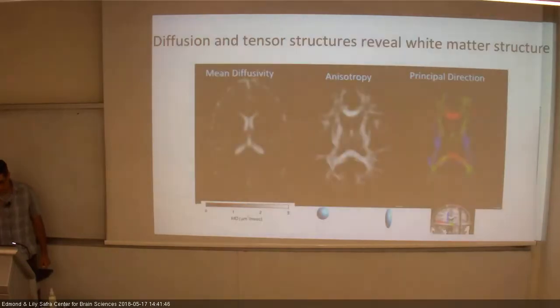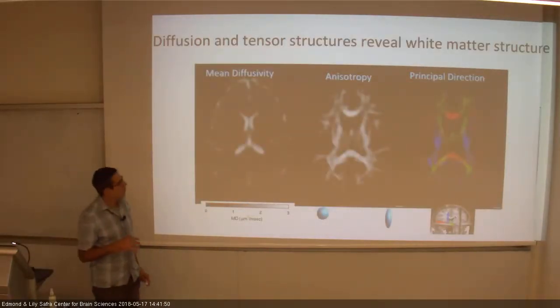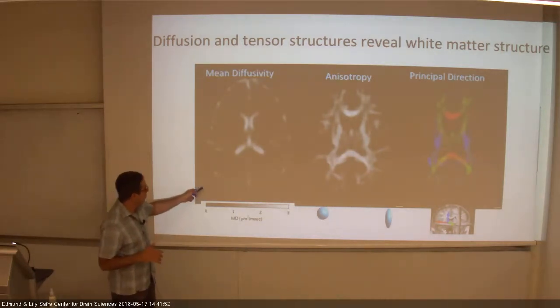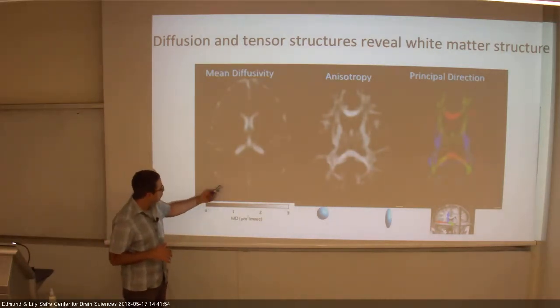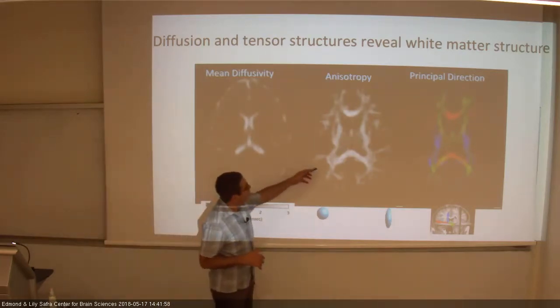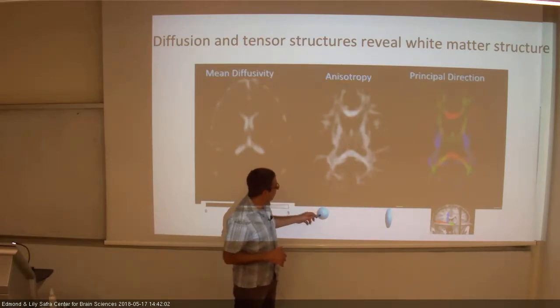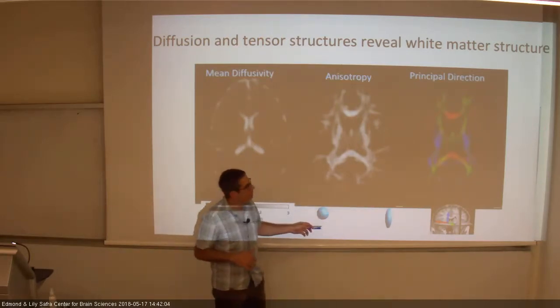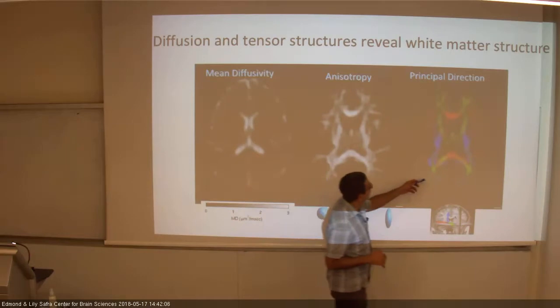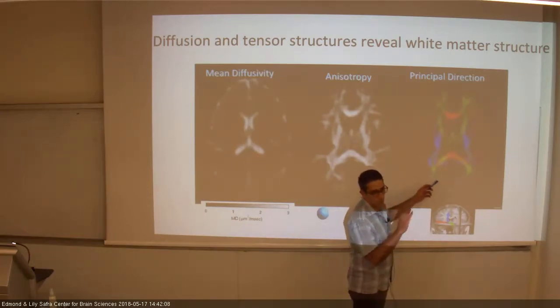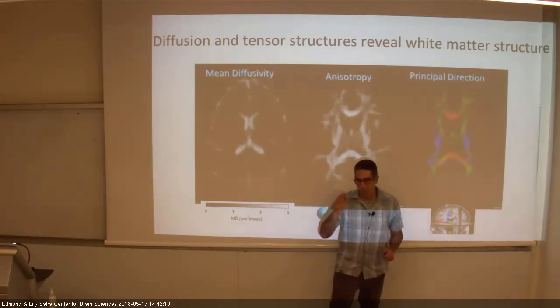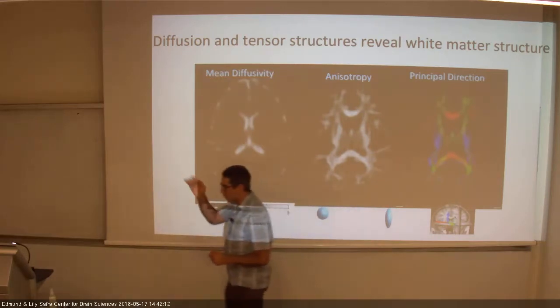Okay, so to summarize, diffusion gives us three main measurements. Diffusivity, which actually has units of diffusion. Anisotropy, the FA, how far are we from a ball to a cigar. And then also the orientation in each position of where this tensor was projecting or pointing to.